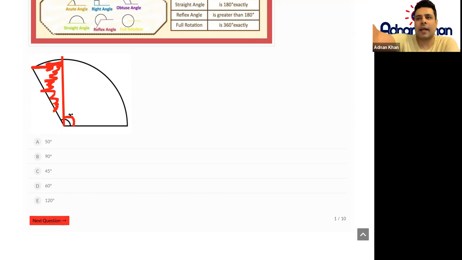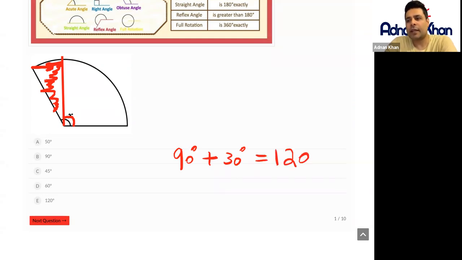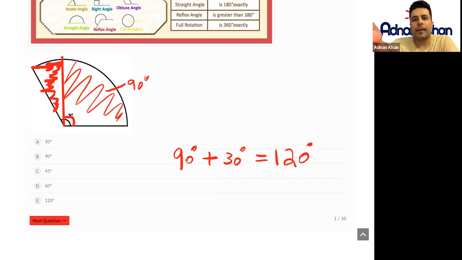So how much could that actually be? Let's say, for example, looking at our options here, A, B, C, D, and E, we've got 90 degrees plus roughly, let's say, 30 degrees gives us roughly 120 degrees. So the entire angle comes to roughly about 120 degrees in total. So in this case, we'll look at option E as our answer.